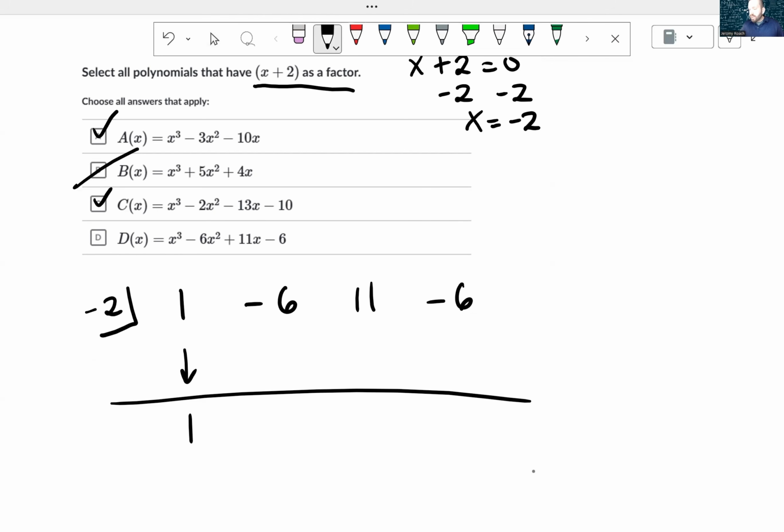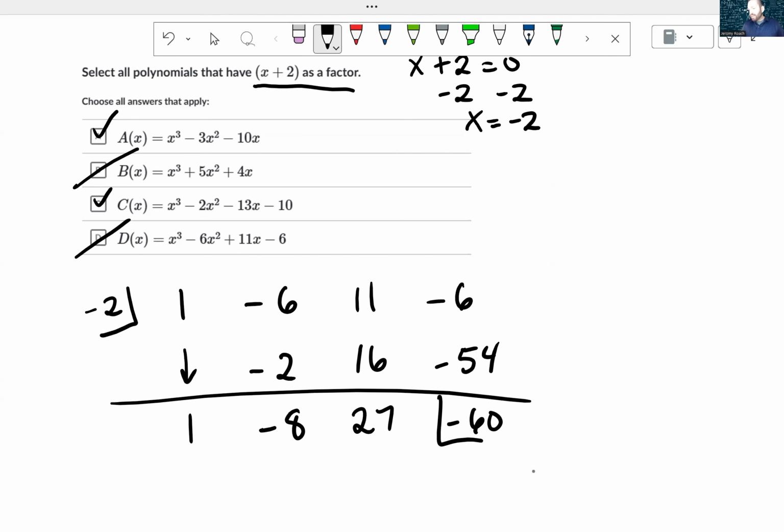We're just going to solve it, which takes a little bit more time, but synthetic division is pretty fast. So we get negative 2, negative 8, positive 16, 27, negative 2 times 27. Negative 2 times 27 is negative 54. Add those together, we get a remainder of negative 60. So we get negative 60, and that's not 0. So our final answers are A and C.